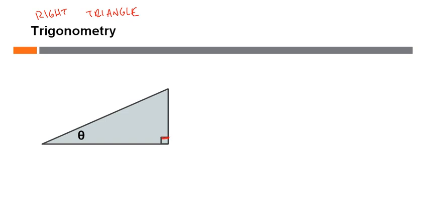You can see that right here. That little square means that's a 90-degree angle, a right angle. Generally there will be one other angle involved, and we call that theta. This is the Greek letter theta, which just means angle. We use it to represent that angle. Could be 40 degrees, 22 degrees, 273 degrees, something like that.